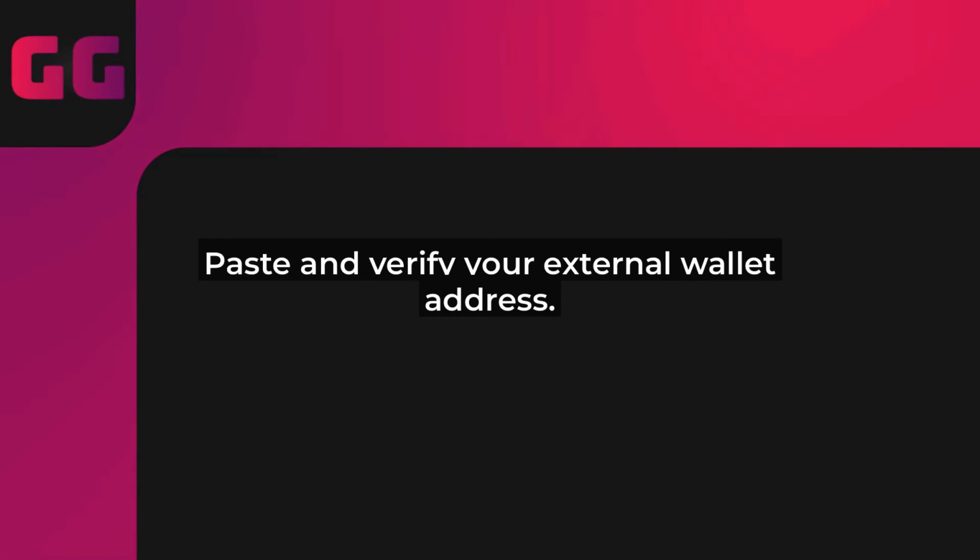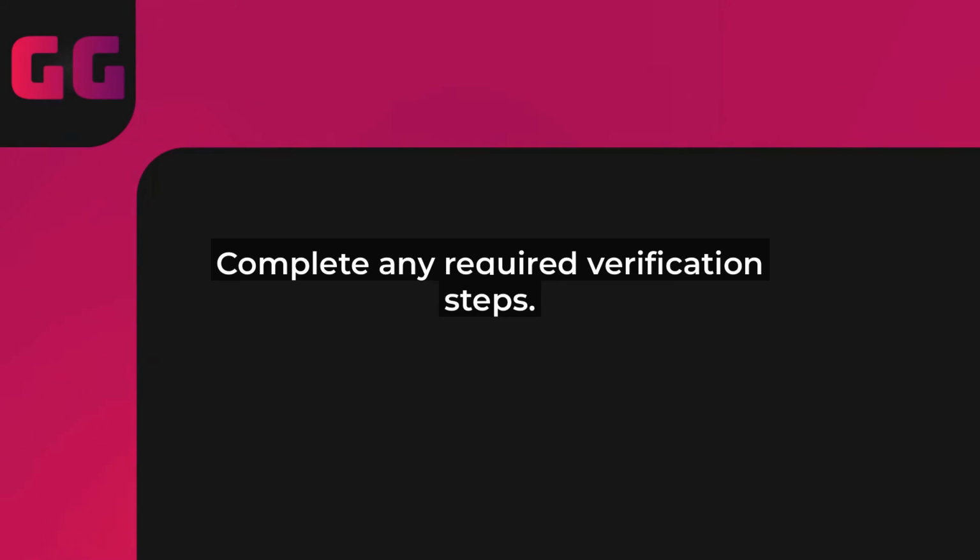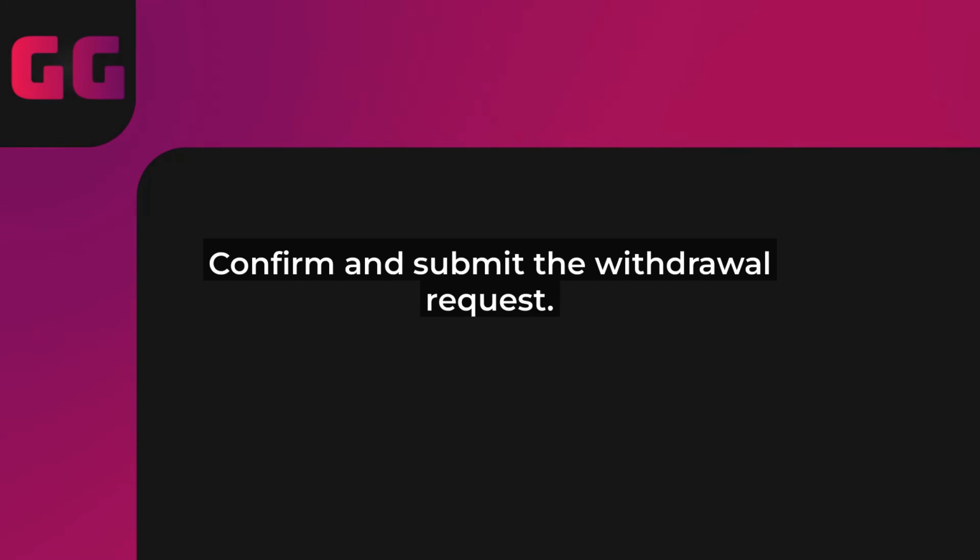After that, hit the Verify or Confirm button. BC Game might ask for additional verification, like a code sent to your email or phone, to ensure it's really you. Once verified, submit the withdrawal request. You'll get a confirmation message, and then it's just a waiting game. Processing times can vary, but in 2025, with faster blockchain networks, it should take anywhere from a few minutes to an hour.